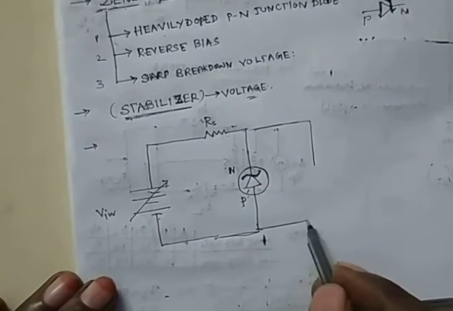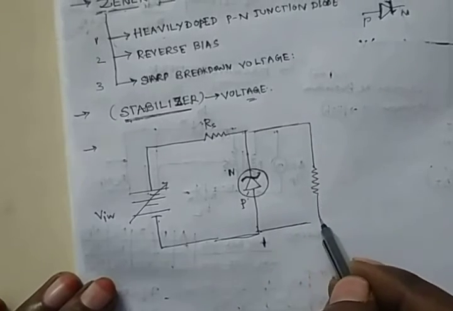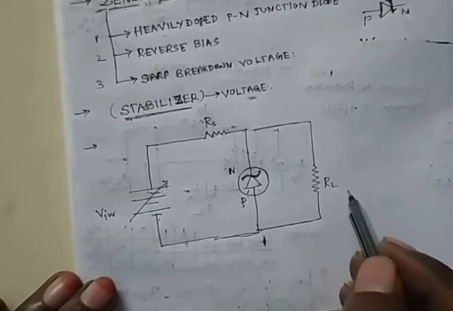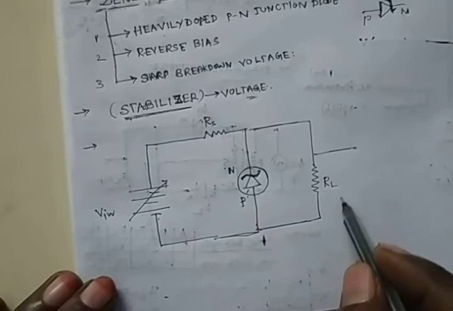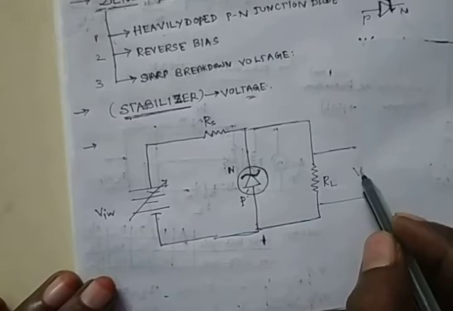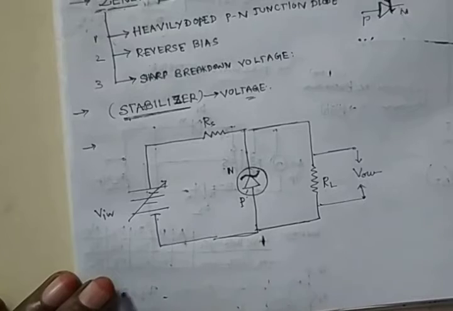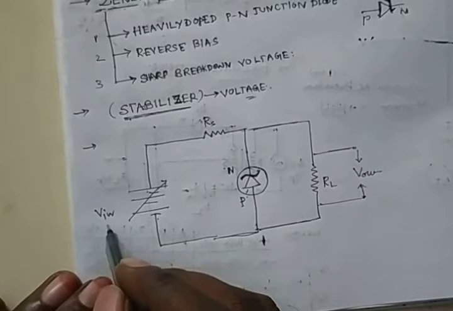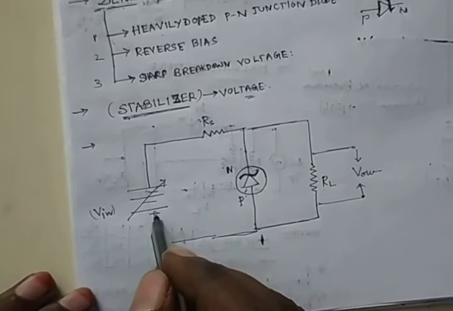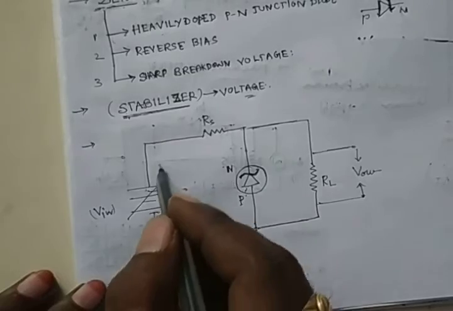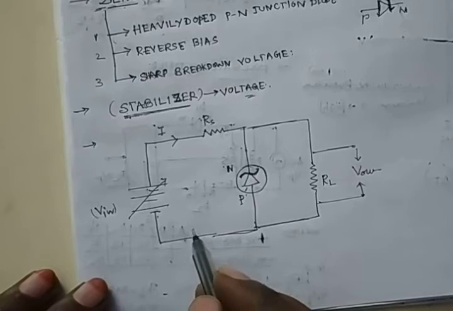Now this output is connected to the load resistance, so that the output comes across the load resistance as V out. When the input voltage is applied to the circuit, the amount of current that passes through the series resistance is I.